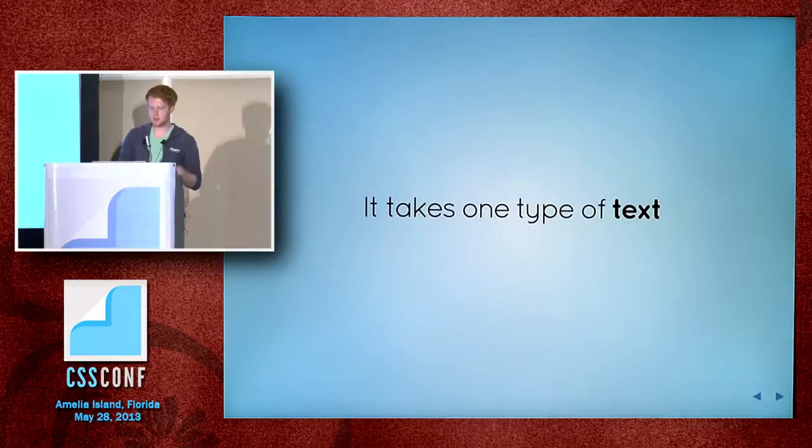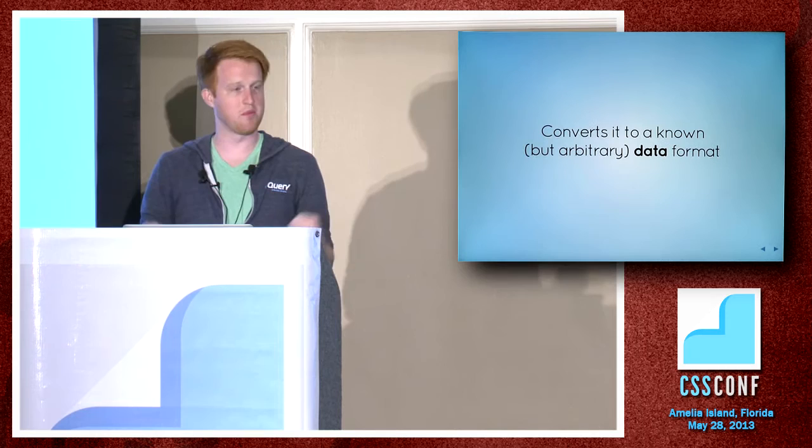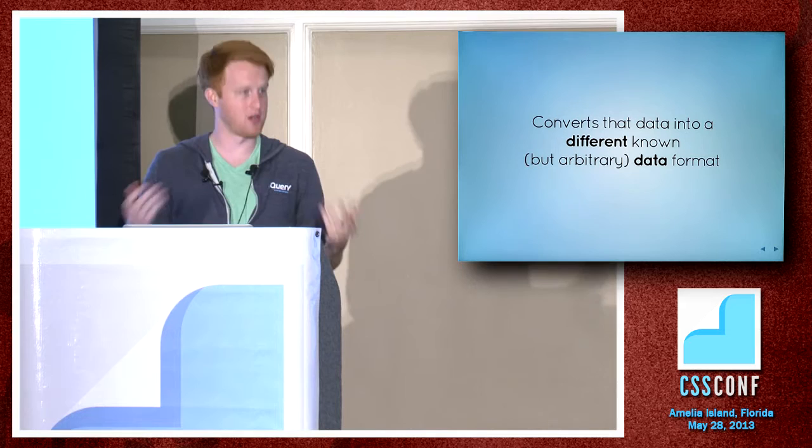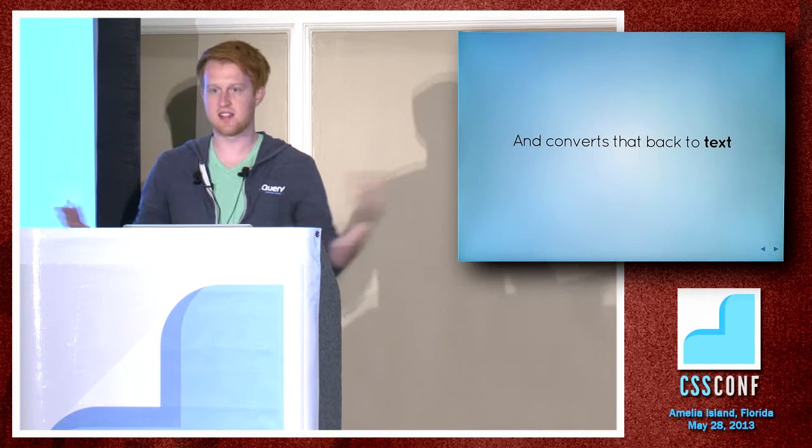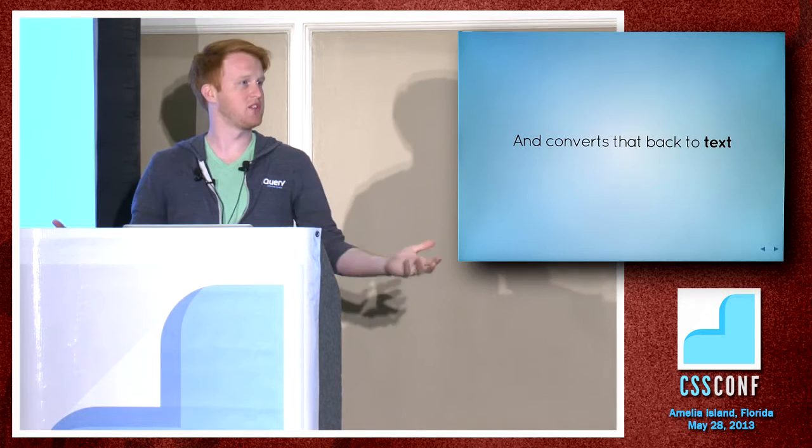So in words, it takes one type of text, converts it into a known but arbitrary data format. Then it converts that data into a different but arbitrary and known data format. And then it converts that back into text. And that's the entire preprocessor world in a nutshell. And so all of you should be able to just write preprocessors now. And that's the end of my talk.